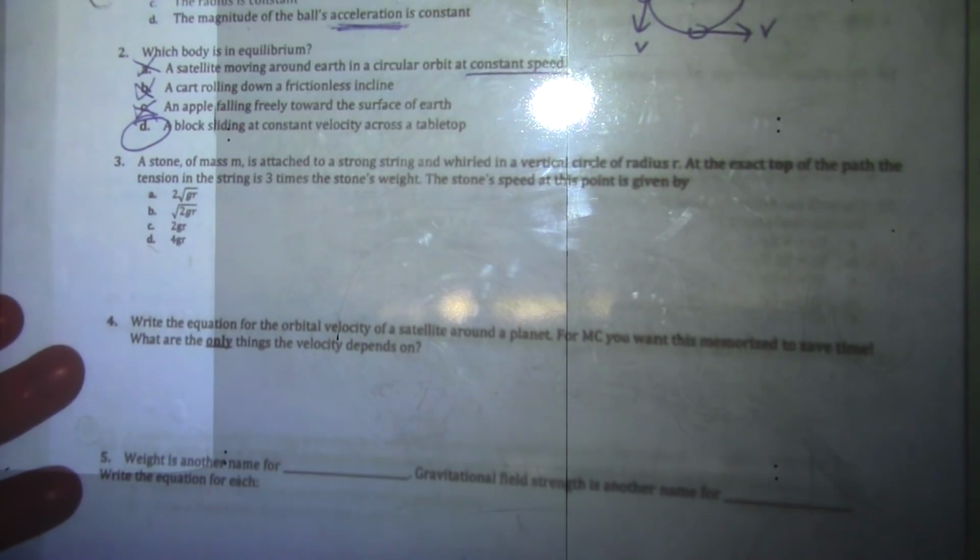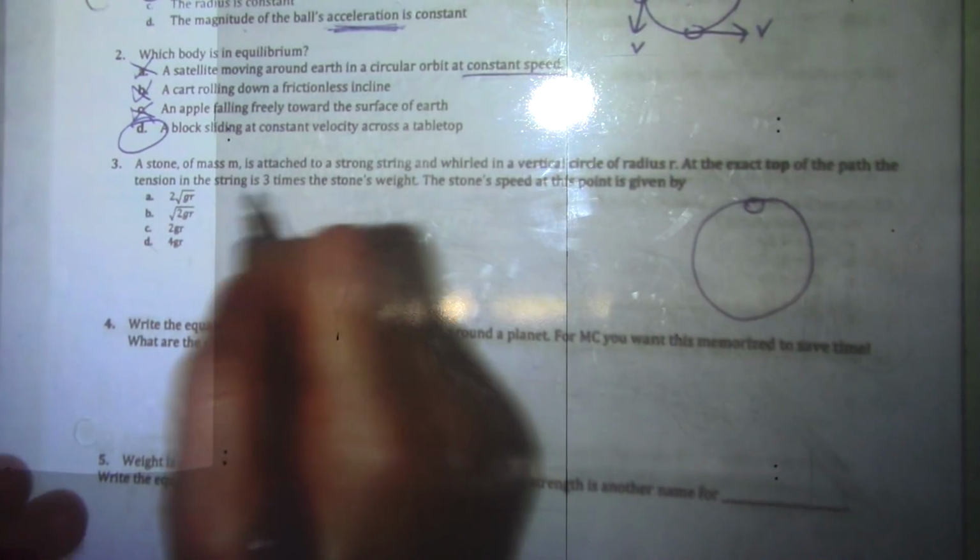A stone of mass m is attached to a strong string and whirled around in a vertical circle of radius r. So it looks something like this. At the top of the path, the tension in the string is 3 times the stone's weight. So tension is T equals 3 times the stone's weight. Well, weight is just the force of gravity. In this case, the force of gravity would just be mg. So tension is 3 mg.